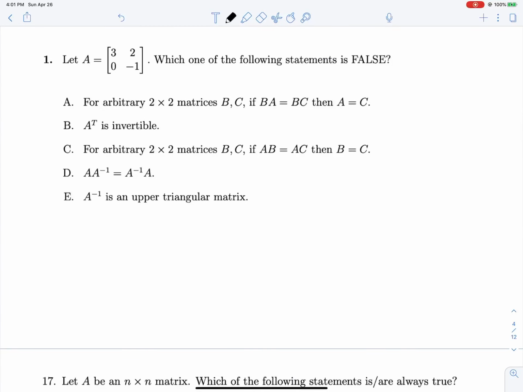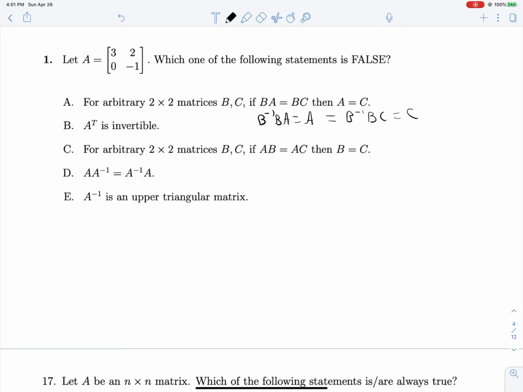Here is A. Which of the following statements is false? For arbitrary matrices A, B, C, if BA is equal to BC, then A is equal to C. Well, we know nothing at all about B, so the only way that this would be true is if B was invertible, so that we could multiply the left side of both of these by B inverse. So B inverse BA is just equal to A, which is equal to B inverse BC, which is equal to C. So that would work only if B was invertible, but we have no data about B.